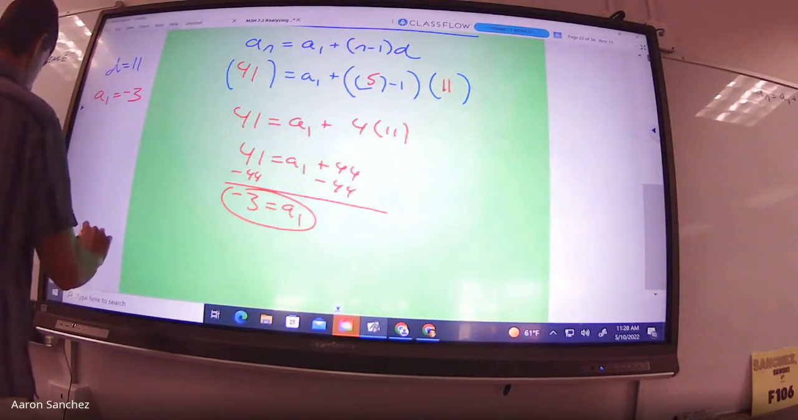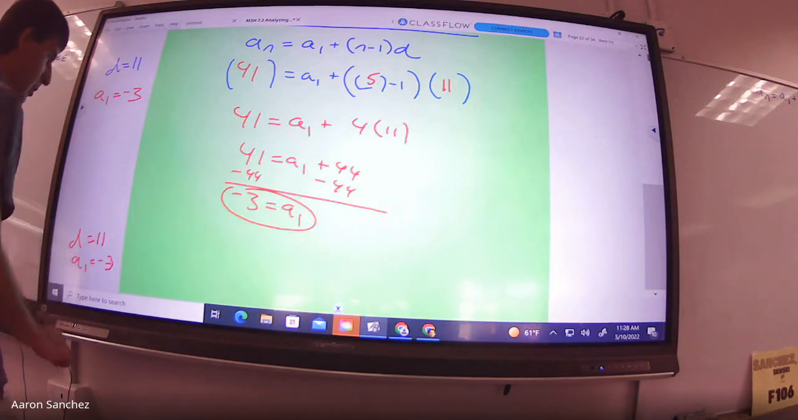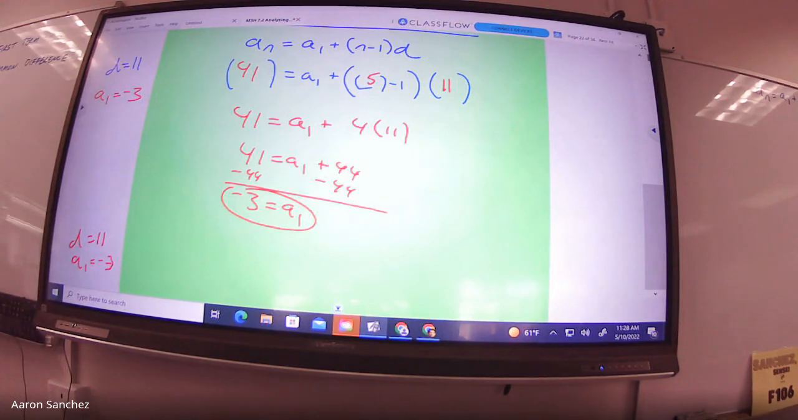So, the common difference is 11. So, go ahead and find, you guys, the first term: negative 3. Oh my gosh, is that 3? You guys solve for the rule. Solve for the rule. And the rule, you should be able to plug in the originals and get the right answer. So, solve for the rule.